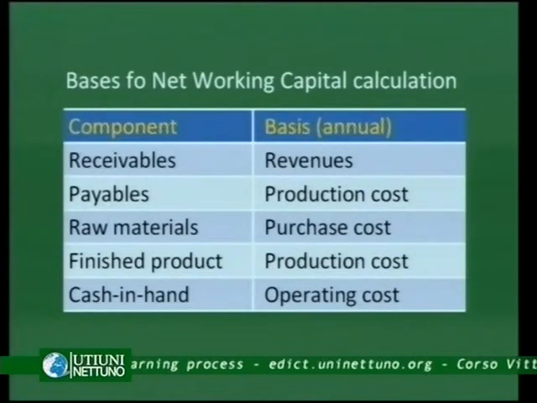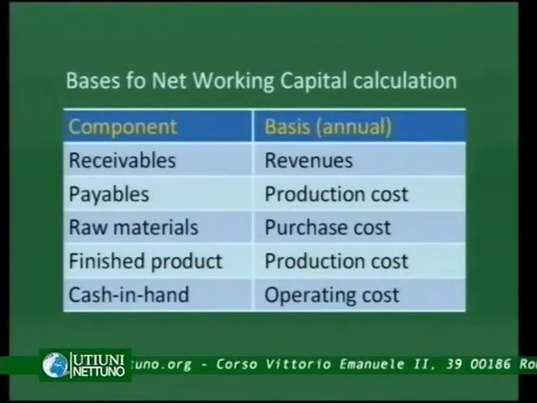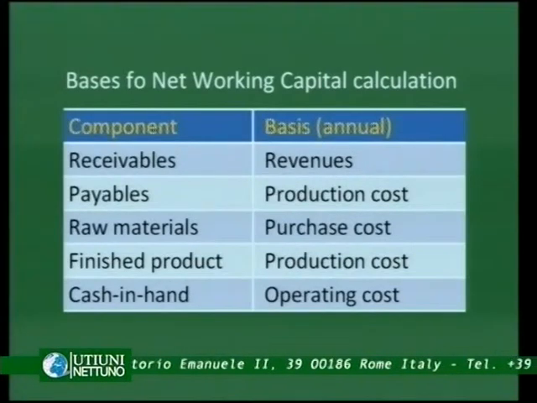Clearly the choice of the basis is discretional. So the bases that you find in these tables are not exhaustive. You can find other bases, they are just a suggestion. The important thing is to find the basis that is generating that component of the net working capital we are interested in.